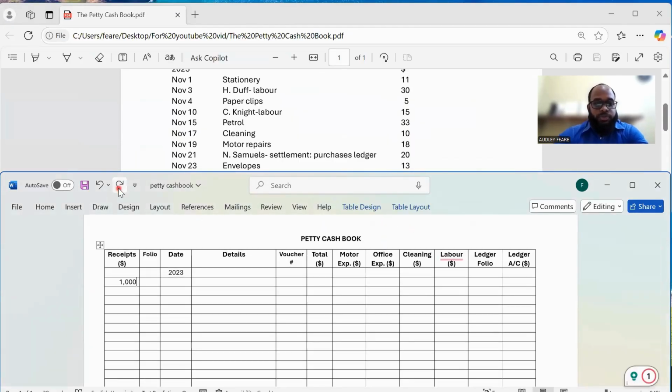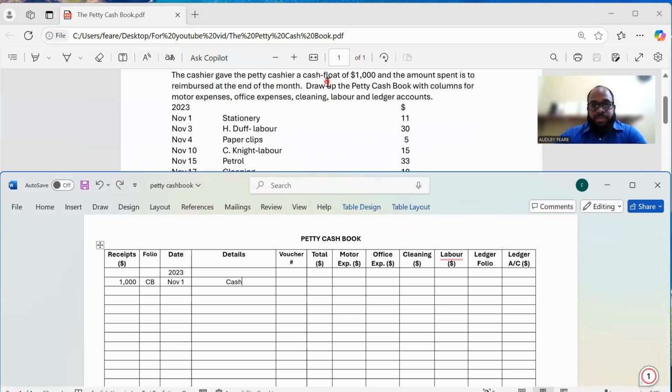So the first thing we do is we will record $1,000 at November 1 as the cash float. So the cash float of $1,000 here is what we will record, all right? Then we will move on now to the other transactions because we have to record how much we received. And it came from the cashier, hence it's CB at November 1.